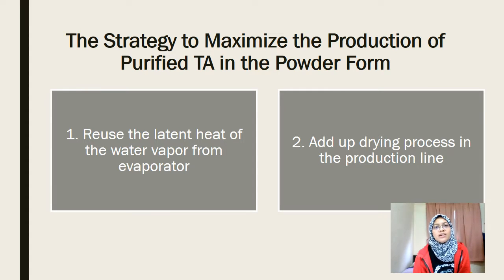Hi, I am Nisrina, and I will explain the strategy to maximize the production of purified TA in the powder form. Significantly, we suggest two ways. The first one is to reuse the latent heat of the water vapor from the evaporator itself, and the second one is to adapt a drying process in the production line.